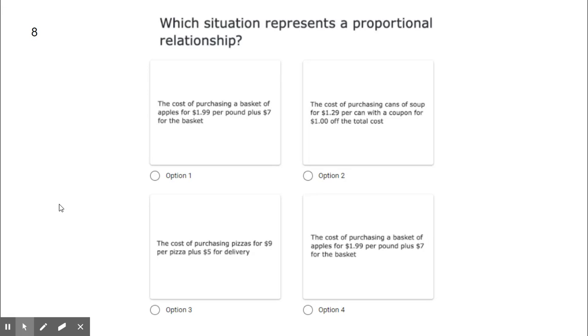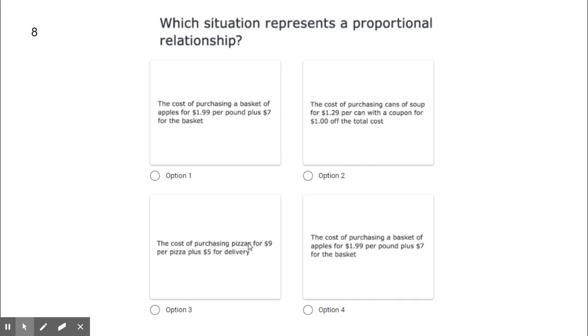And whenever you have 0x of something, the answer to y is also going to be 0 in order to be proportional. So like in the first option here, the cost of purchasing a basket of apples is $1.99 per pound plus $7 for the basket. Well, if you bought 0 pounds of apples, you still have $7 cost for the basket. So that's not going to work out.